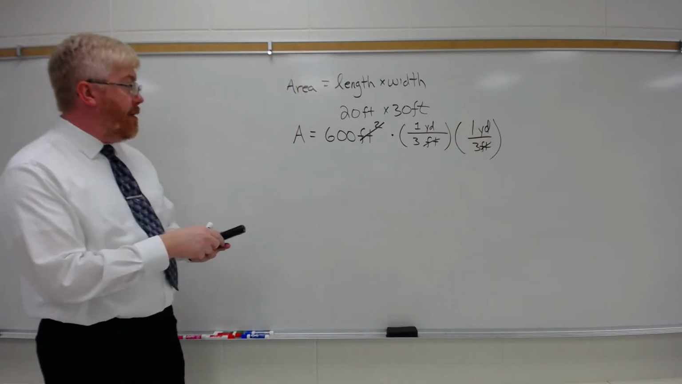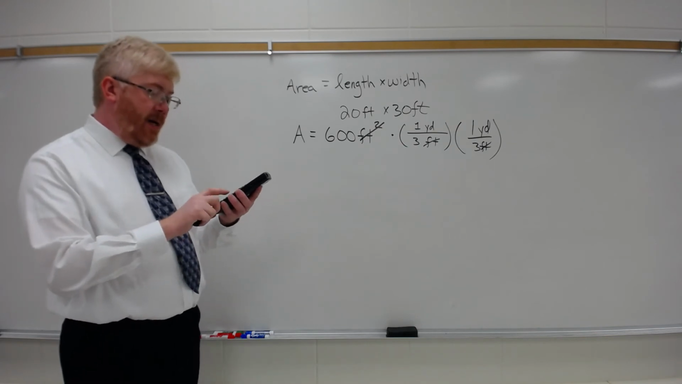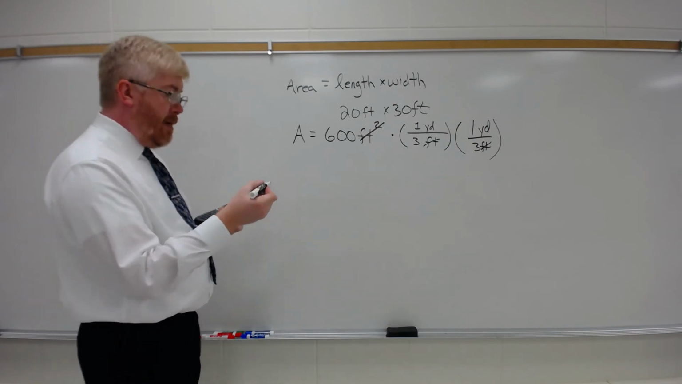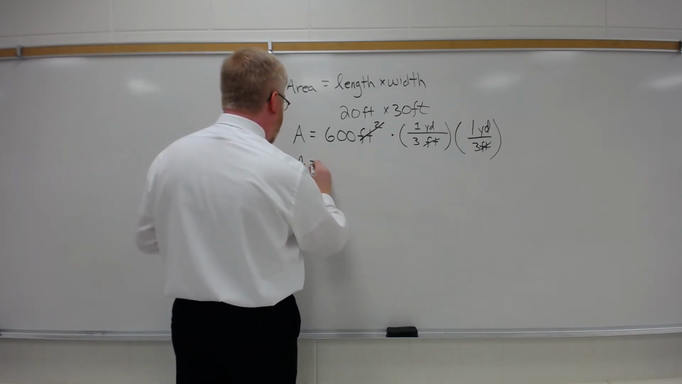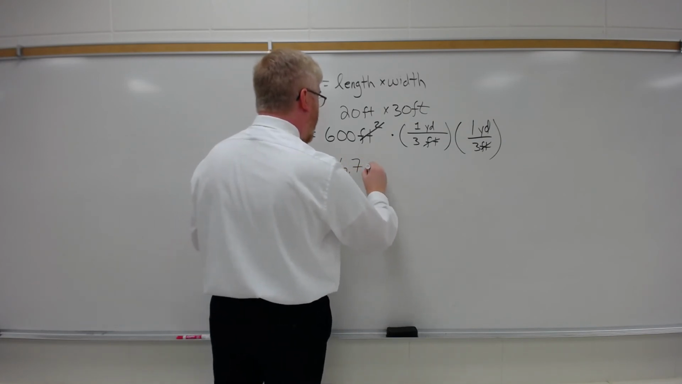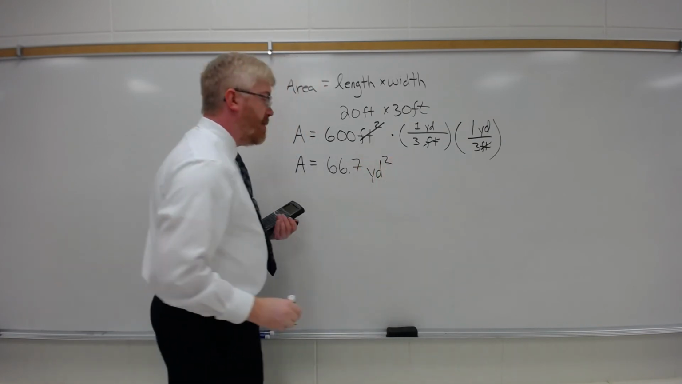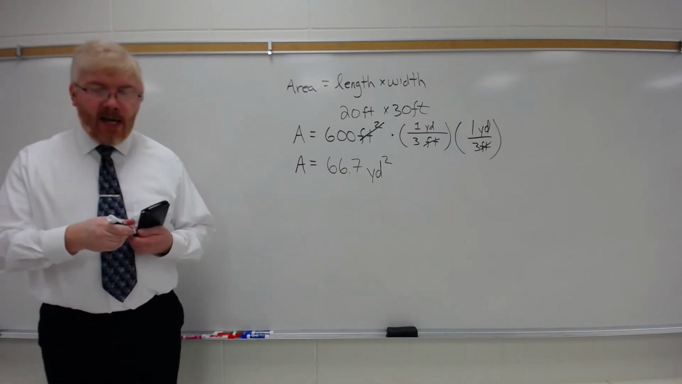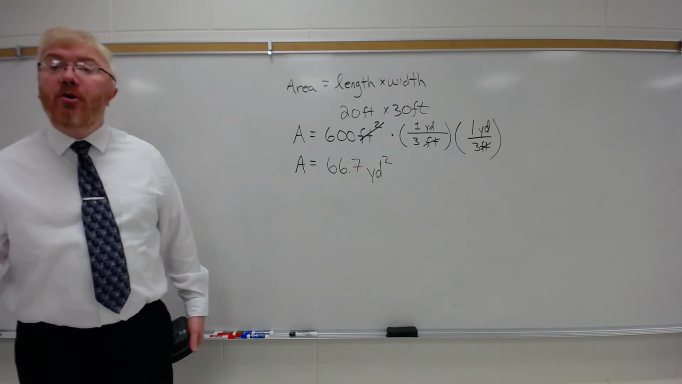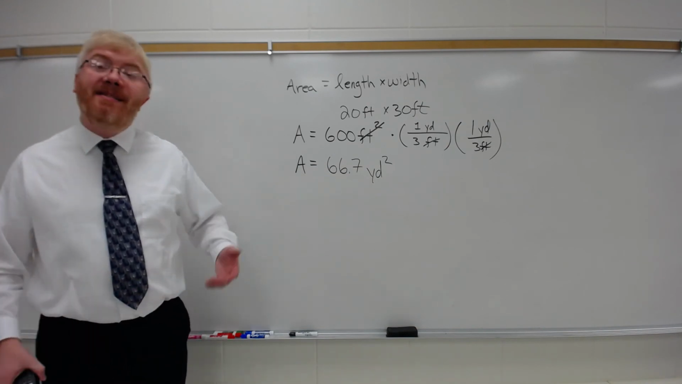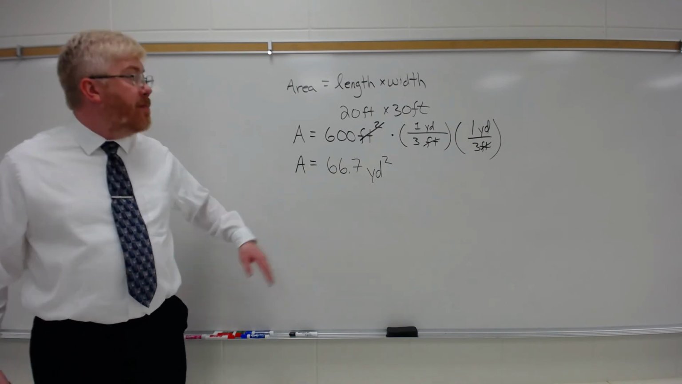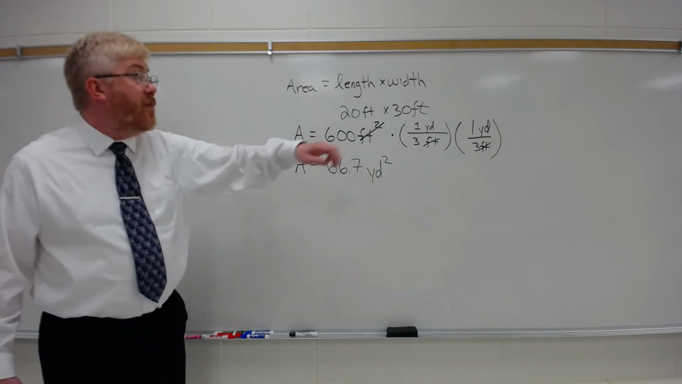Grabbing our trusty calculator, we have 600 divided by 3 divided by 3. So the area is equal to 66.7 square yards. Now, if you're converting a volume, where you have something cubed, like cubic meters or cubic centimeters, which are also known as milliliters, and you're trying to get to another volume, like cubic meters, you'd have to do this 3 times.